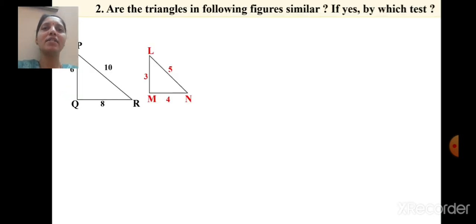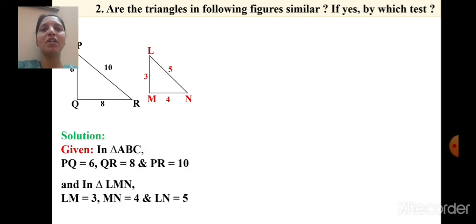Now let's see the second question. Are the triangles in the following figure similar? If yes, by which test? So here triangle PQR is given and triangle LMN. Length of PQ is given as 6 centimeter or 6 units. Unit is not mentioned, so you can write here 6 unit. QR is given as 8 and PR is given as 10.